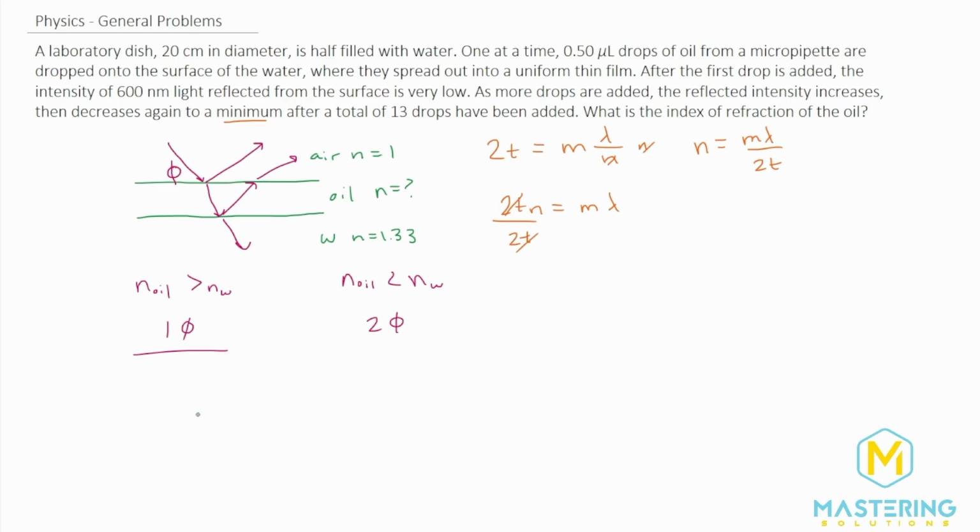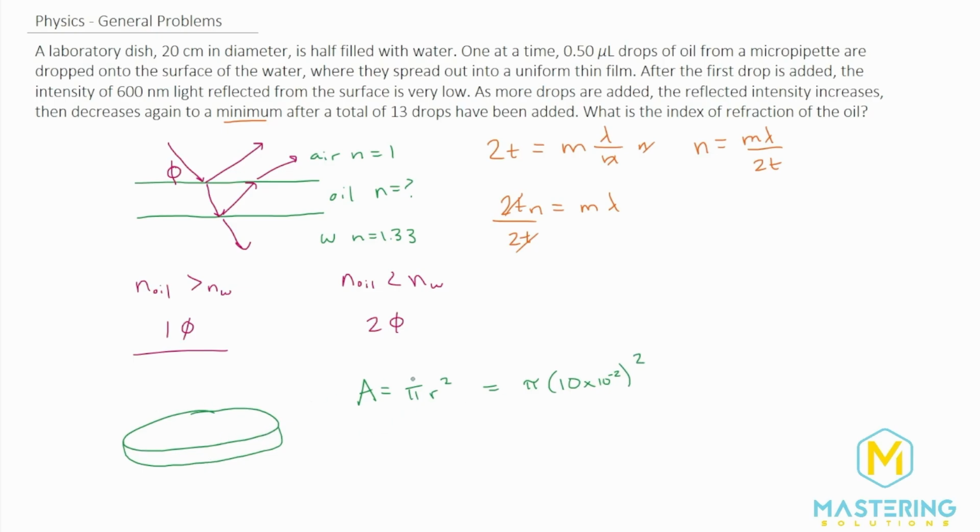We have a circular laboratory dish, and we're told that it is 20 centimeters in diameter and it's half filled with water. What is the formula for the area of a circle? The area of a circle is equal to pi times the radius squared. We're not given the radius, we're given the diameter of 20 centimeters. So the area in this case would be pi times (10 × 10^-2 m)², and this is the area of this little laboratory dish.